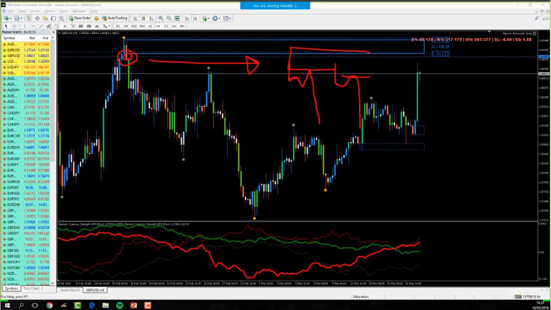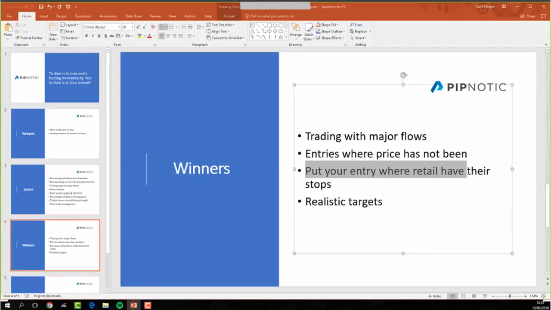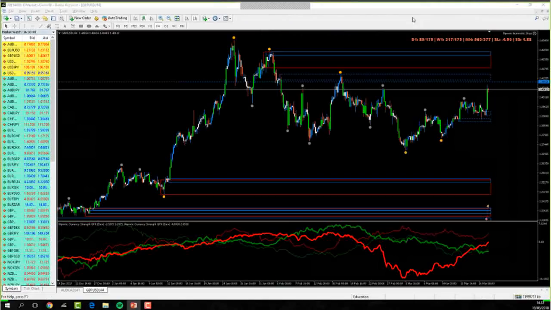We have the psychological area of 14100. But looking at this, you can ask yourself the question, okay, if we were to sell here, I'm going to go back to the slides. I'm going to move over here. Put your entry where the retail market has their stops.